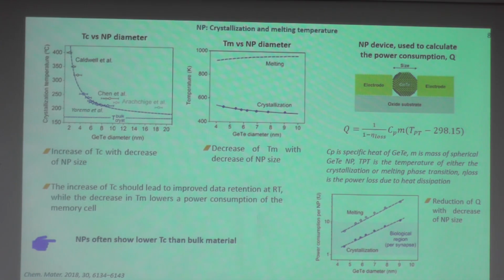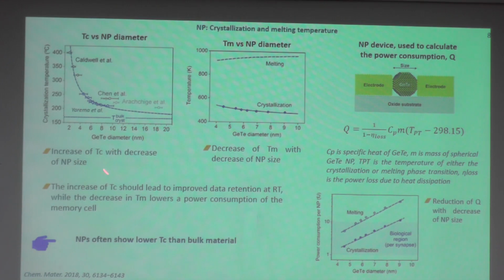Then the melting temperature decreases with decreasing size of nanoparticles, and crystallization temperature increases, which can be also seen here. And so these properties, like the increase of TC, should lead to improved data retention at room temperature, and the decrease in the melting temperature should influence the power consumption of our memory cells.